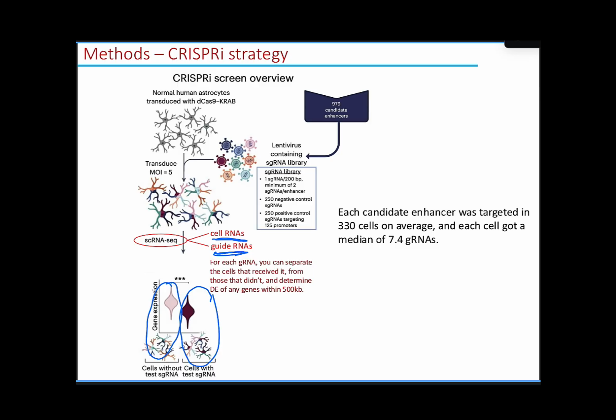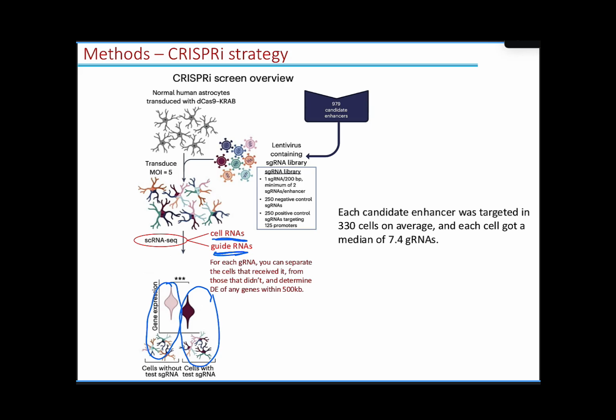This is computationally massive. That's probably why this was done in a collaboration across many institutes. So this is a collaborative effort.